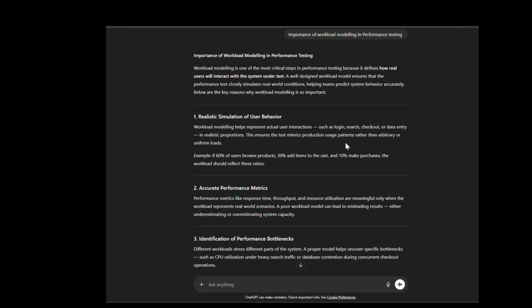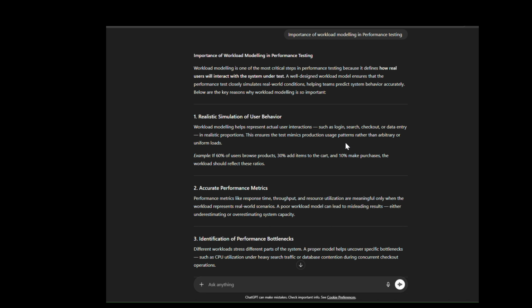1. Realistic simulation of user behavior. Workload modeling helps represent actual user interactions, such as login, search, checkout, or data entry, in realistic proportions. This ensures the test mimics production usage patterns rather than arbitrary or uniform loads. Example: if 60% of users browse products, 30% add items to the cart, and 10% make purchases, the workload should reflect these ratios.